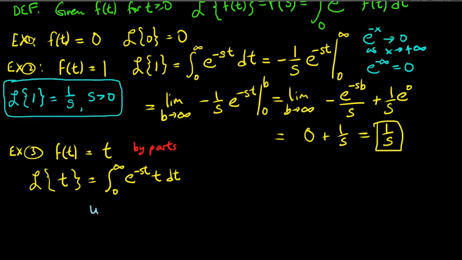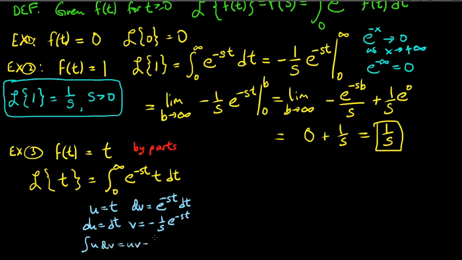I suppose u will just be t, so du is dt. And my dv will be e to the negative st dt, which means v is negative 1 over s e to the negative st. Just to remind you, the integral of u dv is uv minus the integral of v du. I'm sure you all know that.